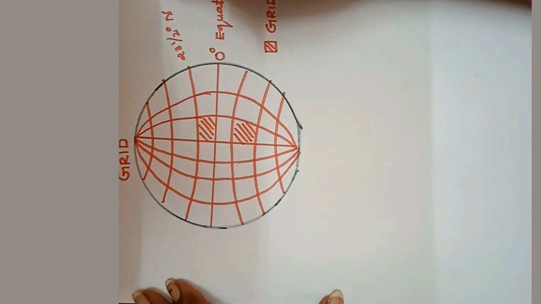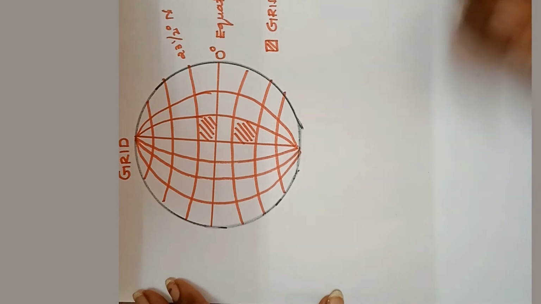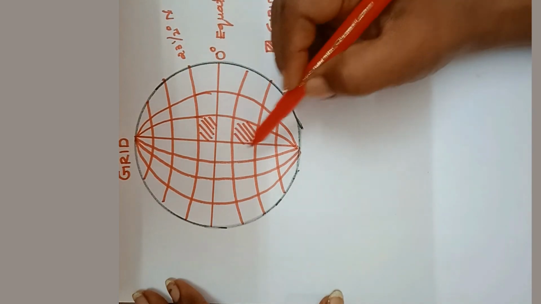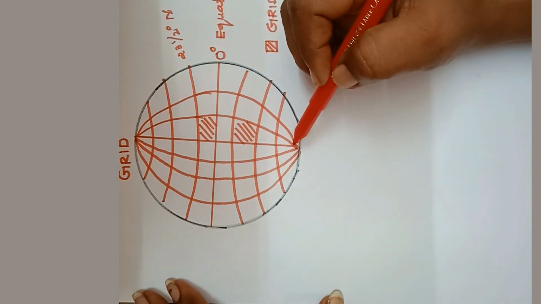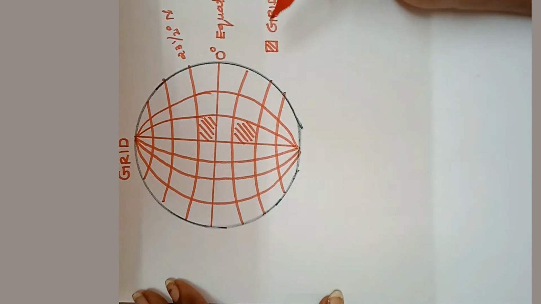Geographic grid. Now we will see the definition of geographic grid. The network of latitudes and longitudes enables us to determine the location of any place on the earth. It is called a grid. What is the definition? The network of latitudes and longitudes enables us to determine the location of any place on the earth. It is known as a grid. Then what is another name of grid? The other name of grid is geographic grid.